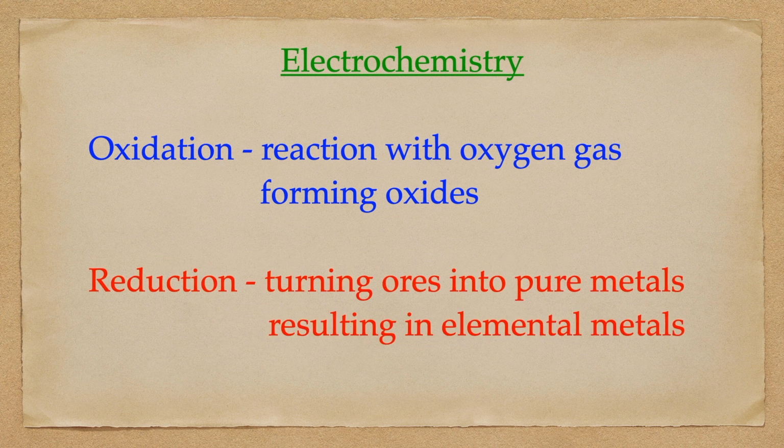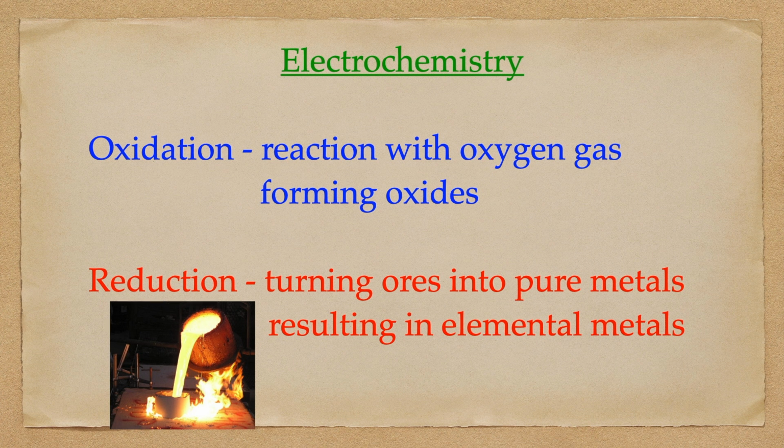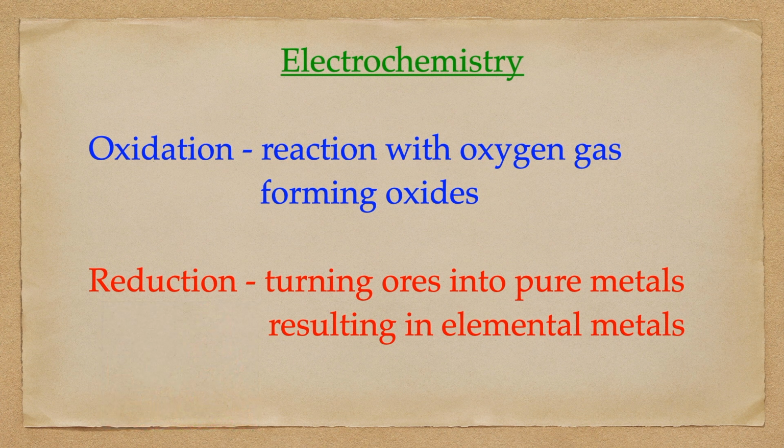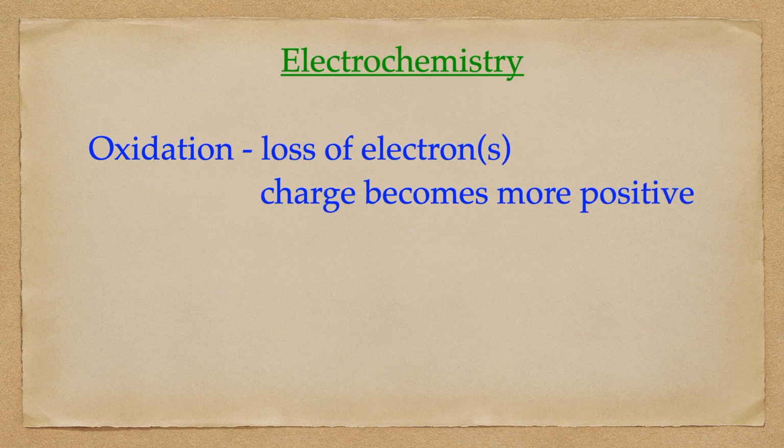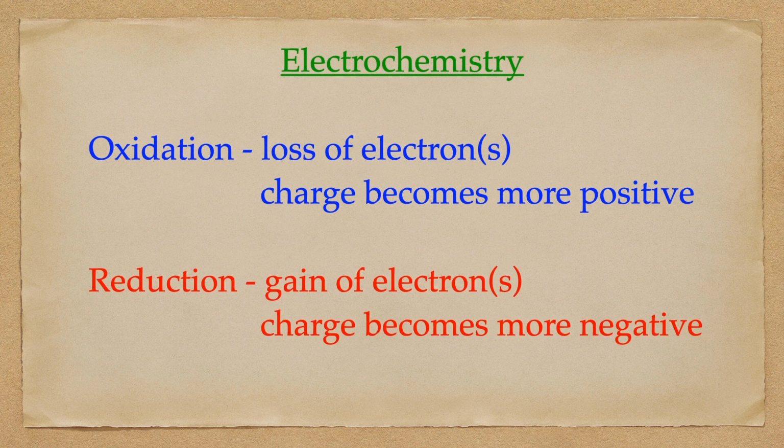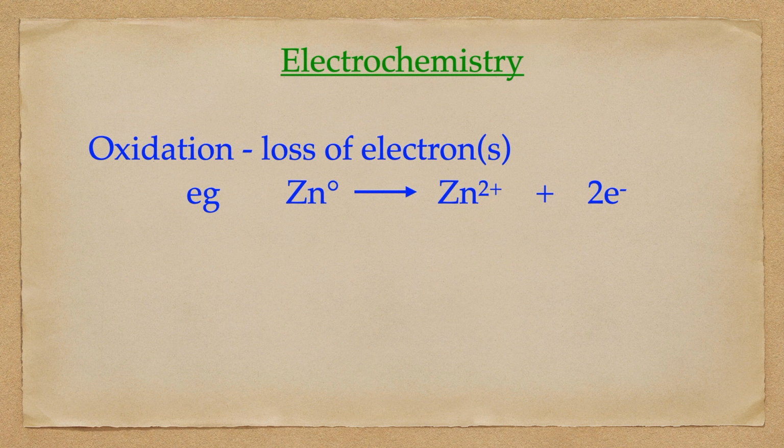Reduction then originally meant turning ores into pure metals, resulting in elemental metals. This became too restrictive, and so the new definitions of oxidation and reduction are: oxidation involves the loss of electrons, and the charge on the species becomes more positive. Reduction is now the gaining of electrons, and the charge on the species becomes more negative.